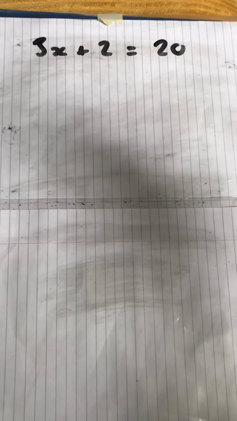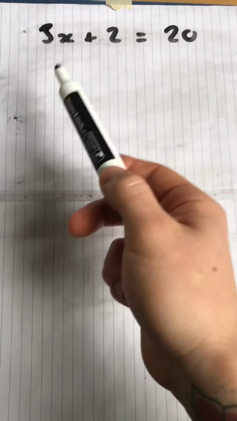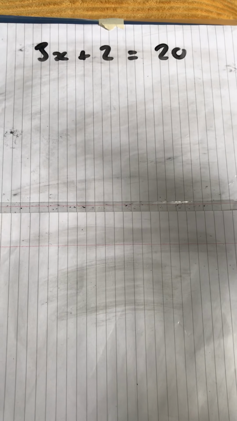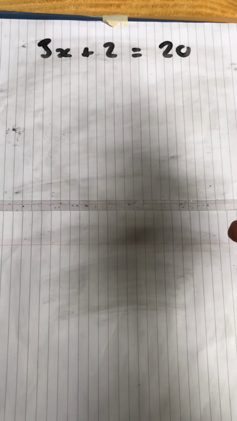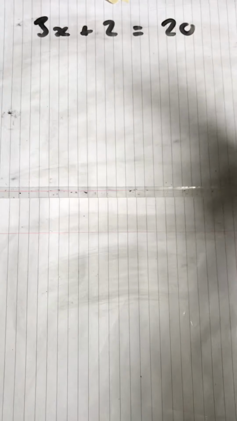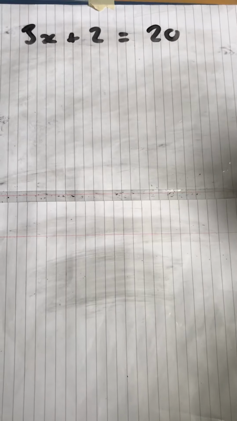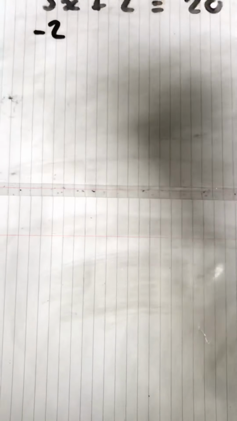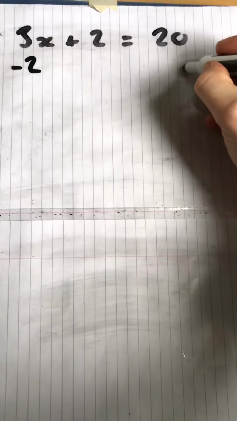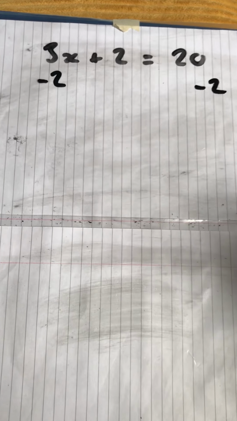So, firstly, have I got unknowns on both sides of the equation? No, they're all on one side of the equation. Okay, so I don't have to worry about that. Have I isolated my unknowns? I haven't, because I've still got this plus 2 here, which I don't want. Okay, now if I want to get rid of plus 2, I'll take 2. But if I do that to one side of the equation, I've got to do it to the other side of the equation. Otherwise, it's not equal anymore.